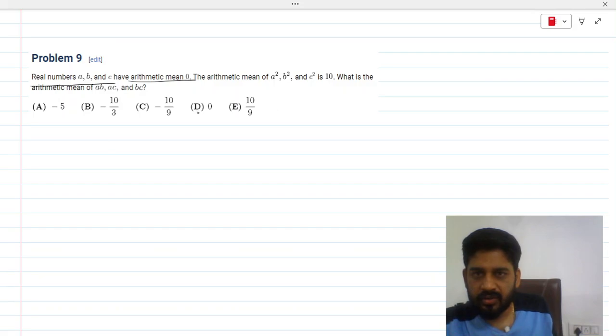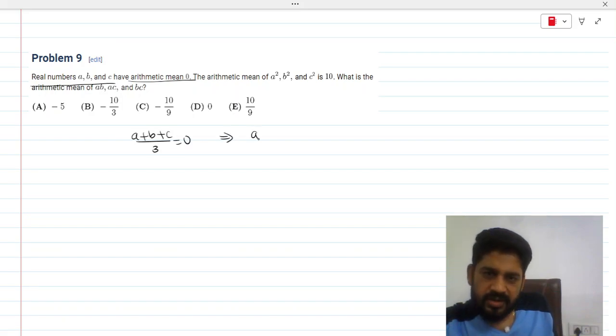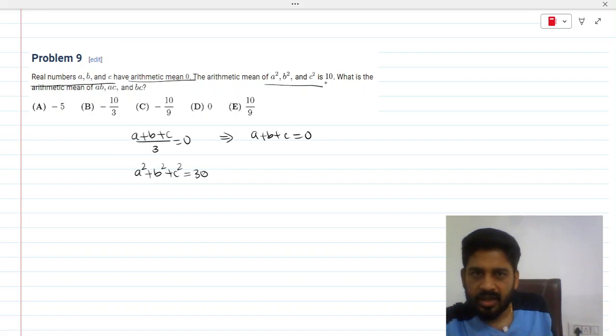so here you can write that the arithmetic mean is given as 0. So (a plus b plus c) divided by 3 becomes 0. So it is very obvious that a plus b plus c will become 0. And the arithmetic mean of a square plus b square plus c square is given as 10. So a square plus b square plus c square, I can directly write, will become 30. Yeah. And what is the arithmetic mean of ab, ac and bc? So you need to find ab plus bc plus ac.